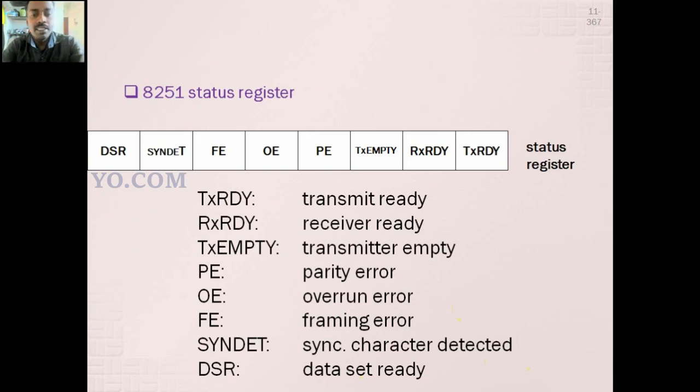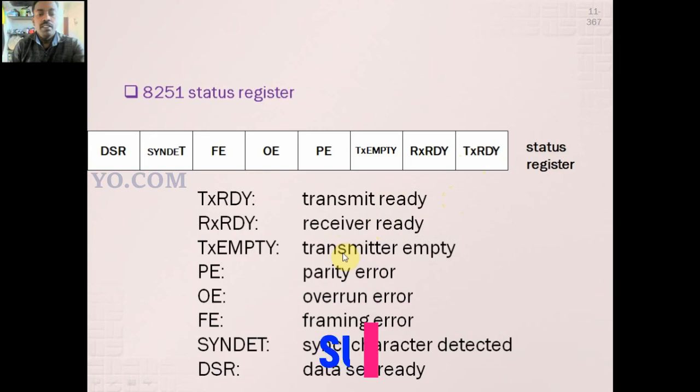The next one is the status register. Already we have studied this one. The status register indicates the status of 8251. The first bit is used for transmit ready, TX ready. If it is 1, it is ready to transmit. If it is 0, it is not ready to transmit. Similarly, RX ready. If it is 1, it is ready to receive. If it is 0, it is not ready to receive.